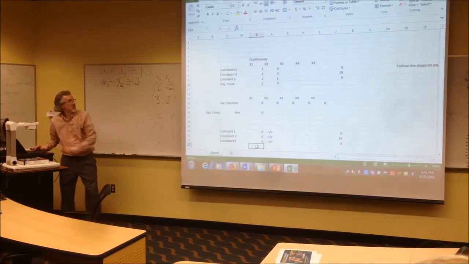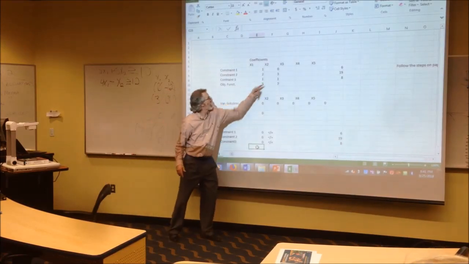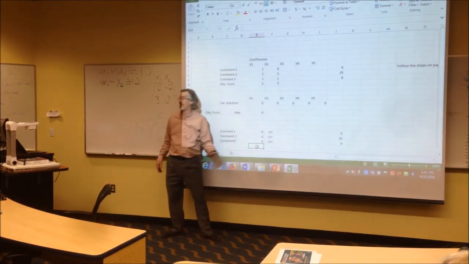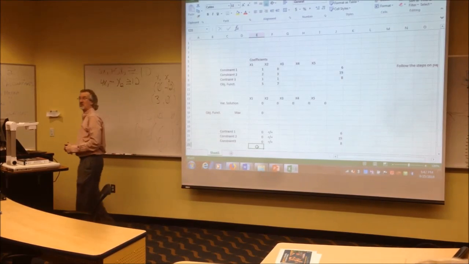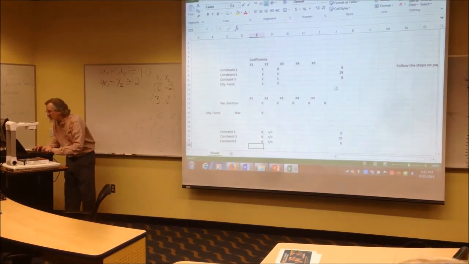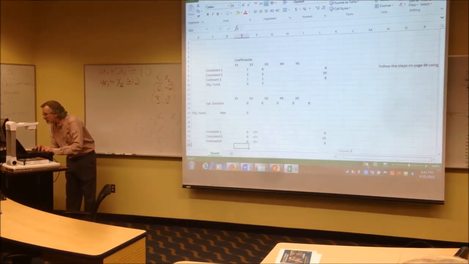Follow the logic. It would be whatever those constraints numbers are times the optimal solution down here. Either add or subtract it depending on how the constraints are. And then you hit solve. To solve it, you follow the steps on page 89.